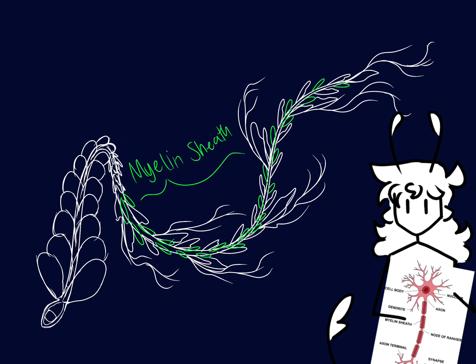The myelin sheath, represented by the palpons on the siphonophore, is the insulating layer that wraps around the axon. It increases the speed of the signal transmission between neurons.